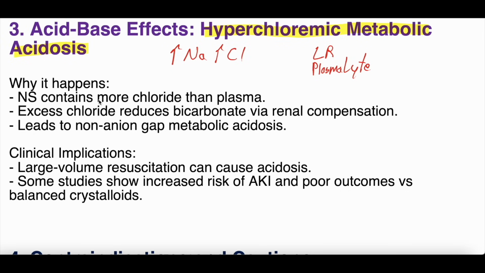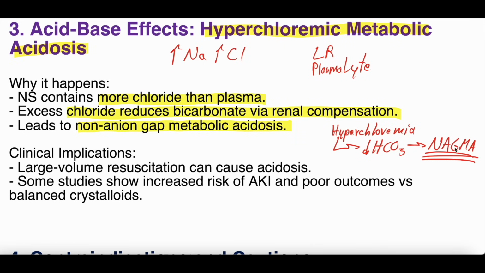Okay, so why it happens, normal saline contains more chloride than the plasma. Excess chloride reduces bicarbonate through this pathway in the kidneys, renal compensation. All right, and then this leads to a loss of bicarbonate and a non-anion gap metabolic acidosis, right? So you get hyperchloremia, and that hyperchloremia leads to bicarbonate, HCO3, losses, which then leads to a NAGMA, non-anion gap metabolic acidosis. All right, and normal saline in large volumes does lead to this. You will see it.